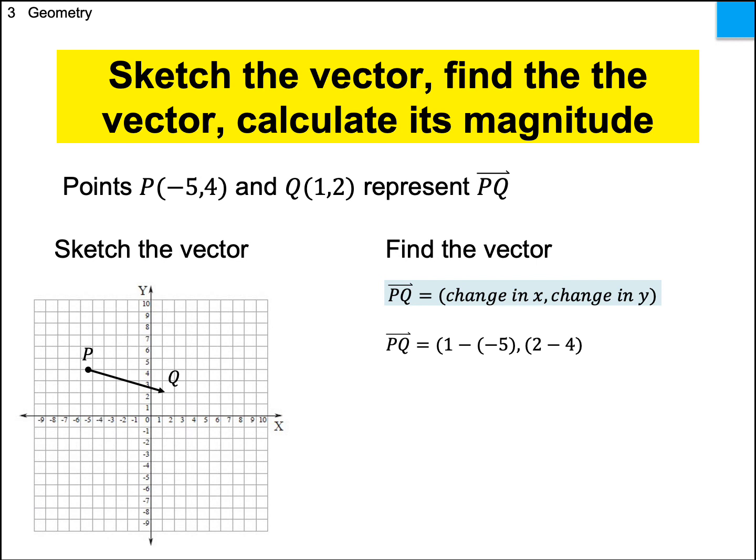We're not doing the opposite of slope, but there's a slope feel to this. So let's see, 1 minus minus 5 would be 6, 2 minus 4 would be negative 2. So long story short, what does vector PQ equal to? It equals 6 comma negative 2.